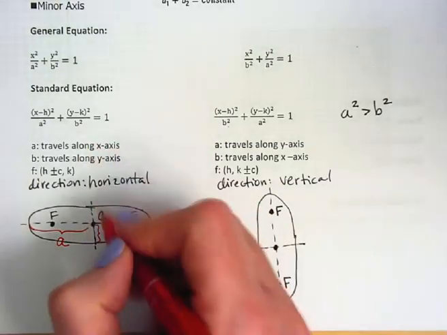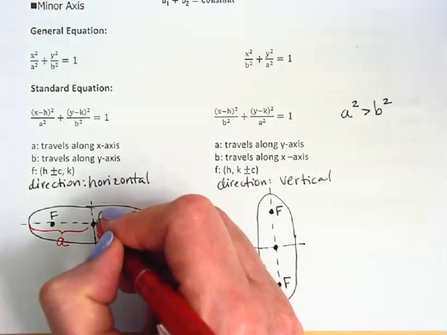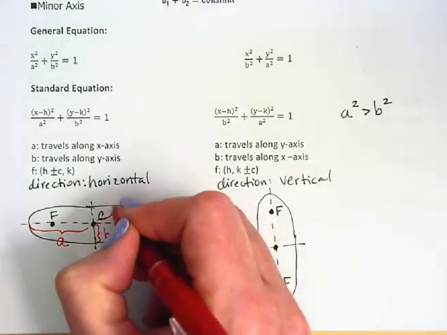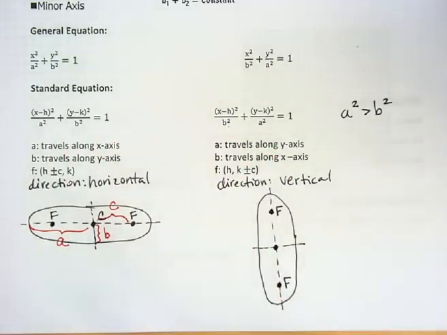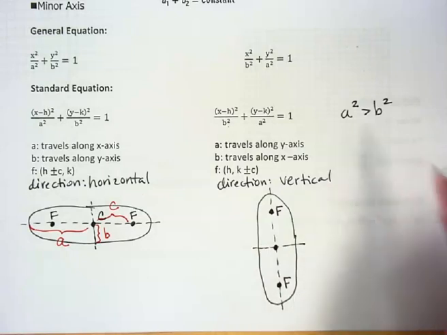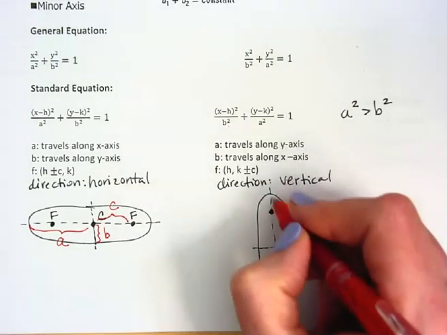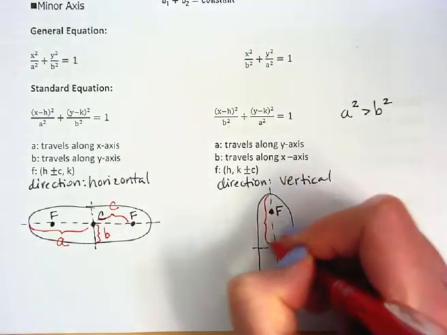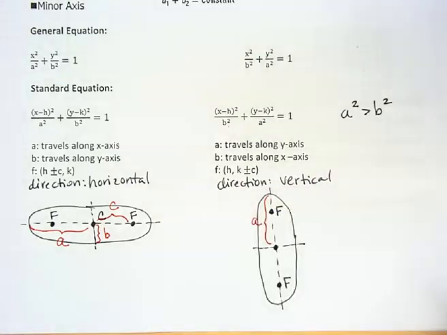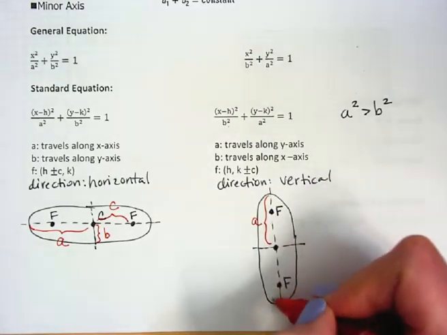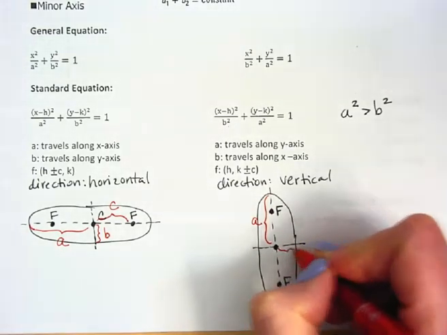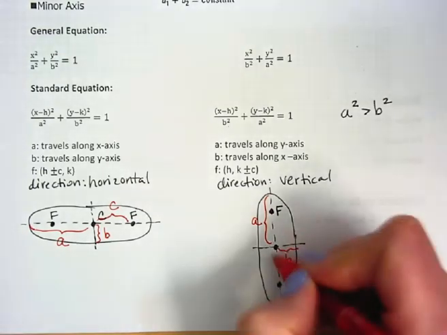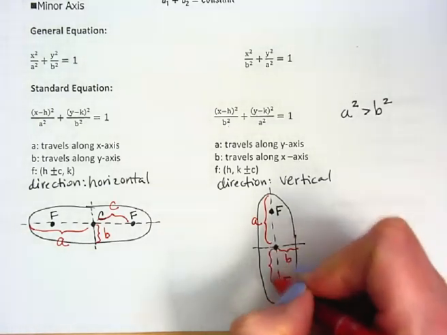And then we also have this distance that we care about from the center to a focus, and that is what we're going to call C. And that's not part of our equation, but it's still useful information. In a vertical orientation, A is half the major axis, so this half could be A as well. B is half of the minor axis, and then C is from the center to a focus.